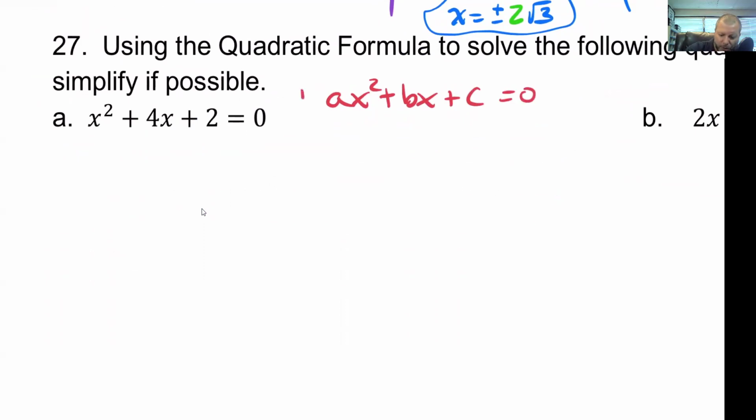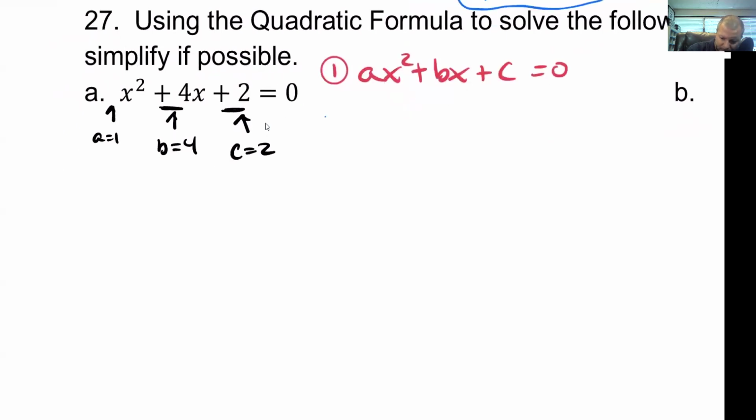So the first thing we want to do before we can use the quadratic formula is make sure we have standard form equal to 0. In question A, we do. So then we just figure out what the coefficients of each variable are. Anything before my x squared is my value of a, so in this case, a is 1. Anything before my x is b, so in this case, b is positive 4. And anything that doesn't have an x, a constant, is my value of c. So c is 2.